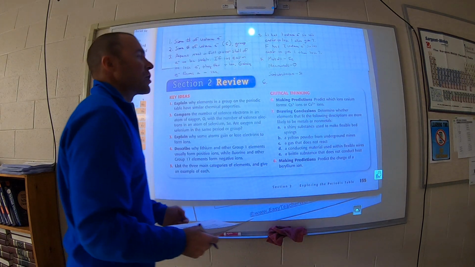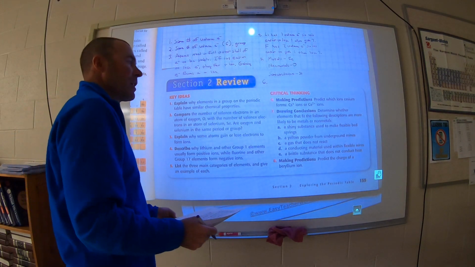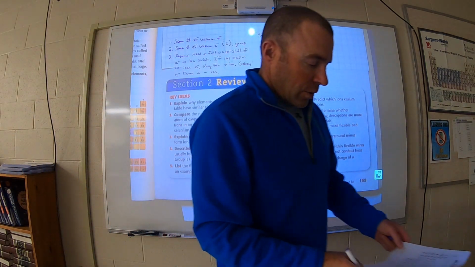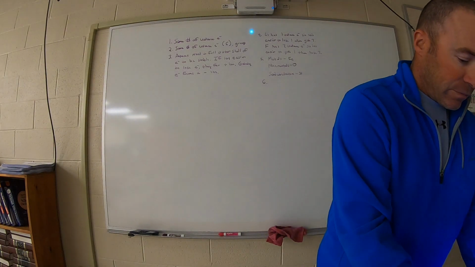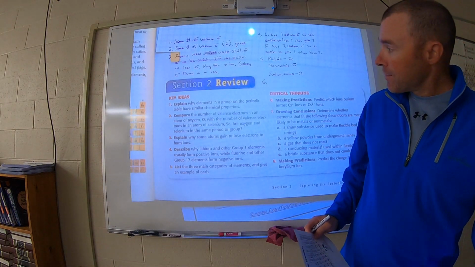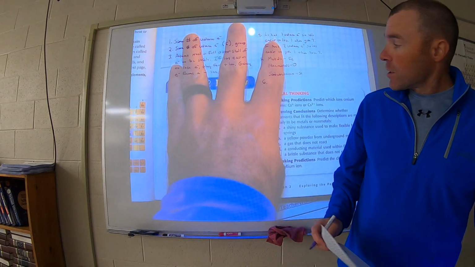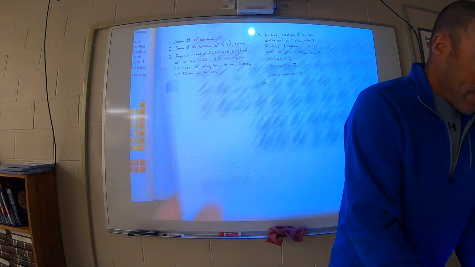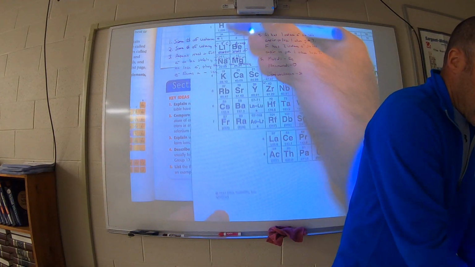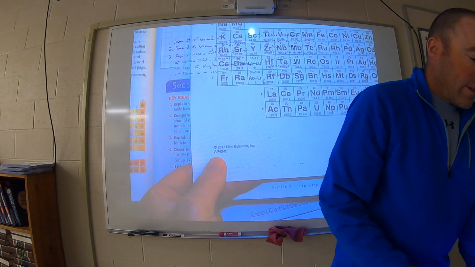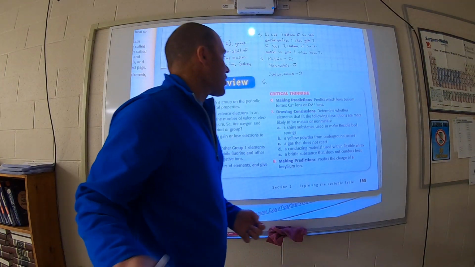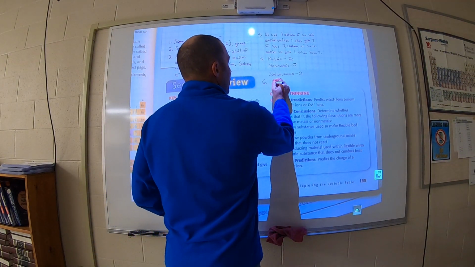Number 6, predict which ion cesium forms, cesium plus or cesium 2 plus. Well, cesium is in group 1. So it has one valence electron. So it's going to lose that valence electron and form a cesium plus ion.